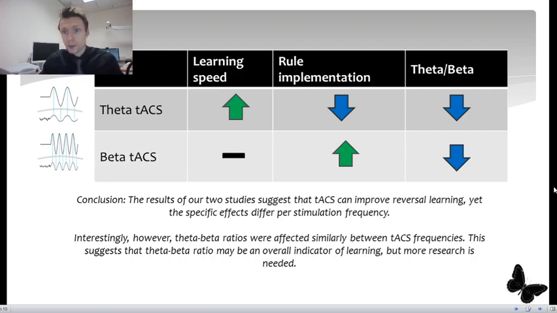However, interestingly, in both cases, the theta-beta ratio went down, which is very interesting. It does make sense if you look at the analogy of the ADHD patients, but it will be quite interesting to figure out in future research how this theta-beta ratio is actually related to reversal learning, and particularly those two different aspects of learning.